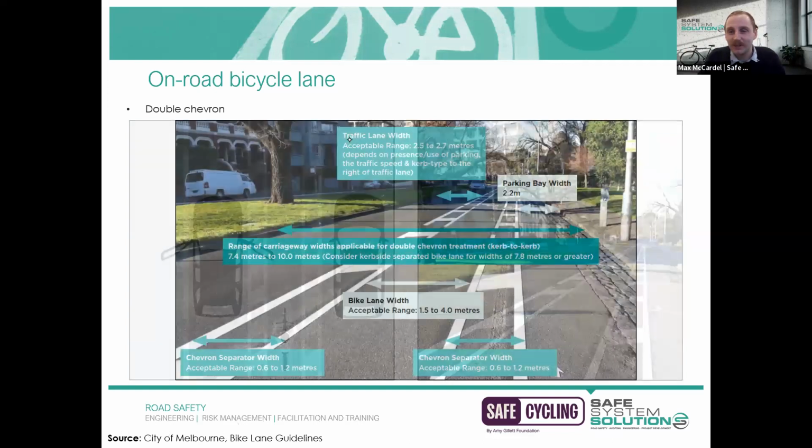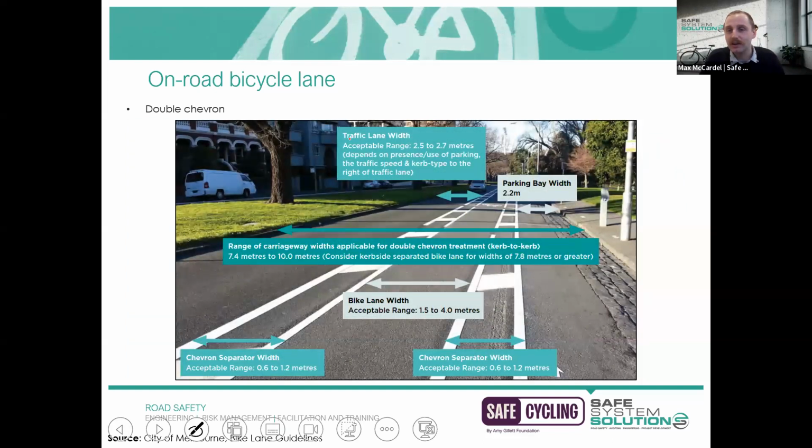Just for some context around what kind of reasonable figures you could be expecting to see for those type of facilities. So you'd be aiming for chevron separator widths between 600 mil and 1.2 meters. And yeah, it's just a way to provide additional buffer between obviously your parking lane and the live traffic lane.